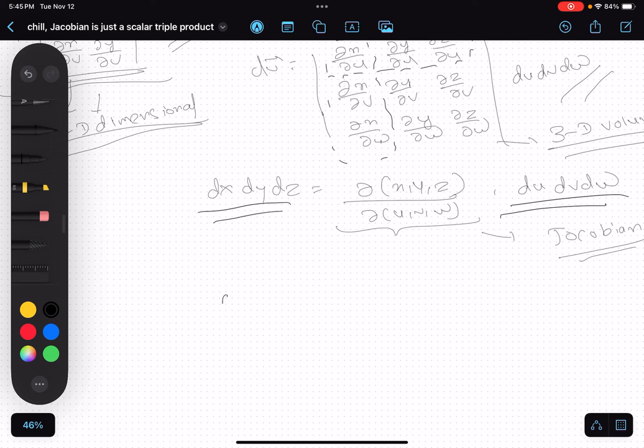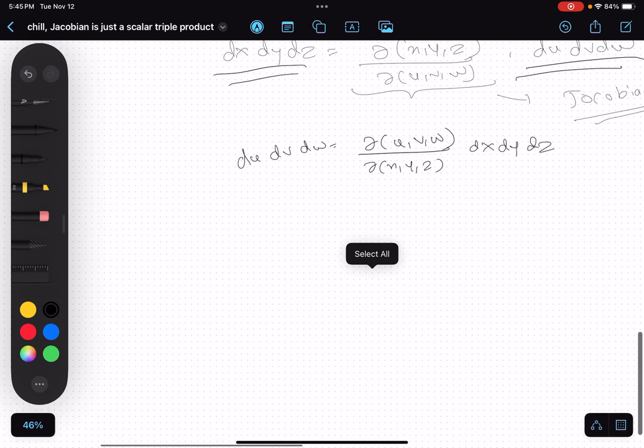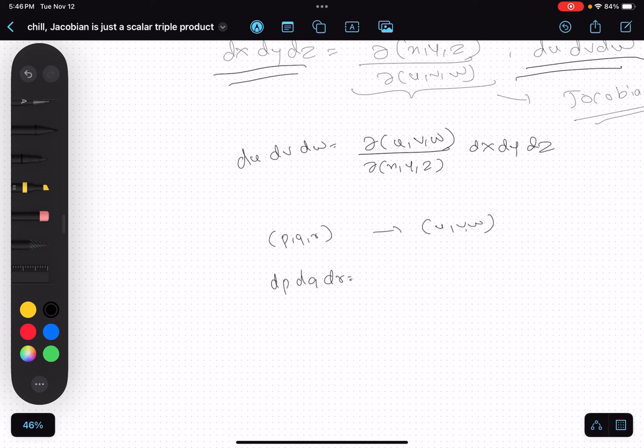This should also work. Like du dv dw would also be partial of u v w by partial of x y z times dx dy dz. Or let's say you want to transfer from a pqr coordinate system to u v w, that will still work. It's so general, like dp dq dr will just be partial of pqr by partial of u v w times du dv dw. If you want to remember this, just see it as this being cancelled and you get pqr. So that's a good way to see it, right?